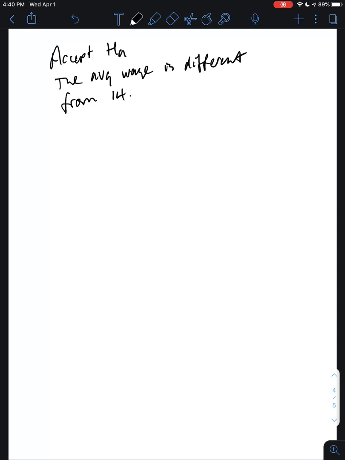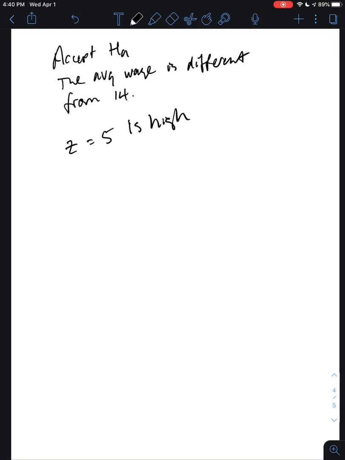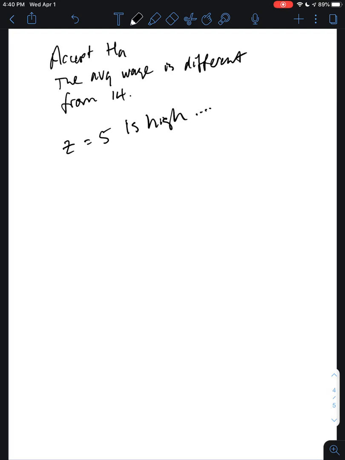Now, 5, I kind of hand waved. You can't see my hands, but they are waving. I kind of hand waved my way through this argument about z equal 5 being high. But we want to quantify this, because we want to make all of this as definite as possible. We don't want to just say, oh yeah, 5 is too high. No, I want to know exactly how high is too high.